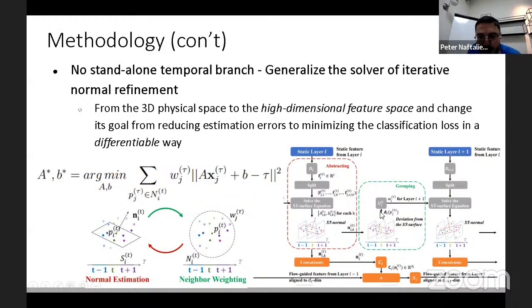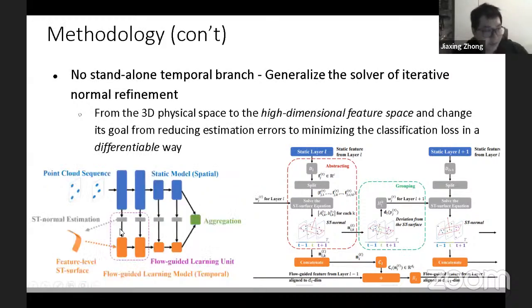Now I see below abstracting there is concatenate. So we are concatenating all the groups into one big feature again, one big group with all the features, the 64, let's say. And then C of L. What is C of L? That's basically the output of the flow guided learning model, which is what we are talking about next.